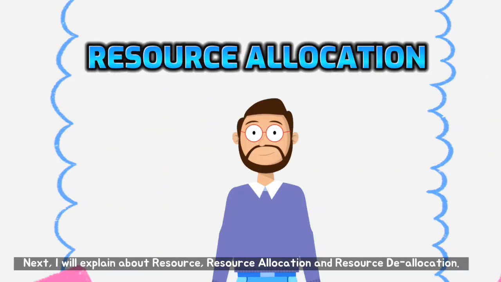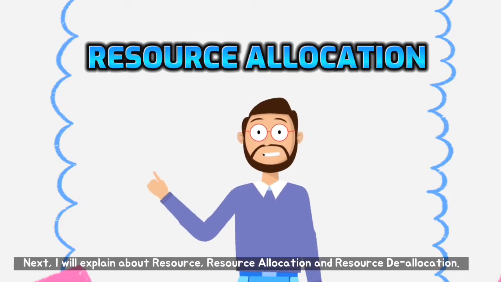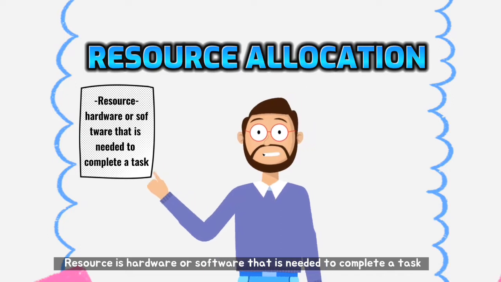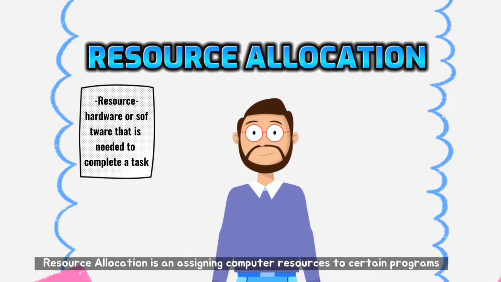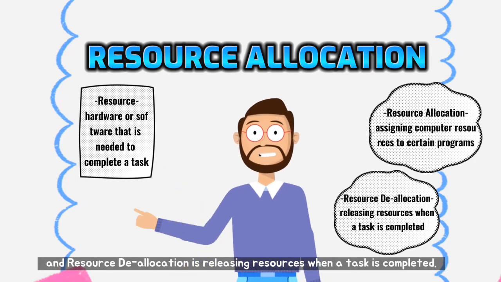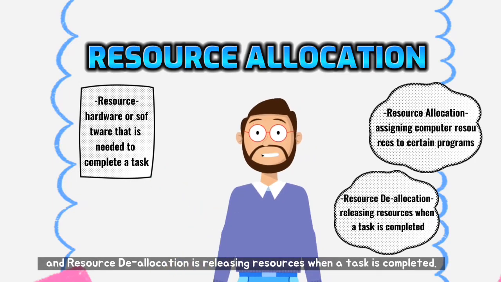Next, I will explain about resource allocation and resource deallocation. Resource is hardware or software that is needed to complete a task. Resource allocation is assigning computer resources to certain programs, and resource deallocation is releasing resources when a task is completed.